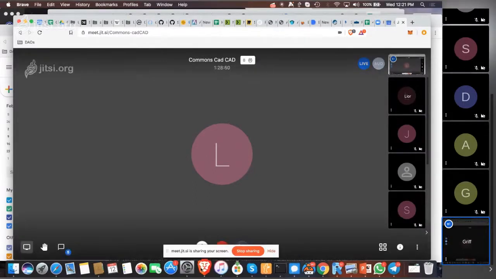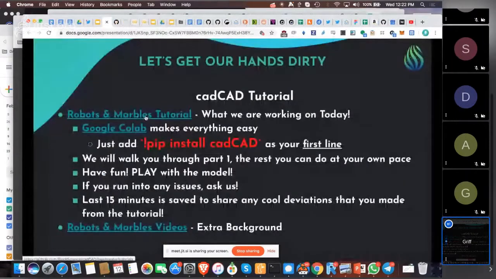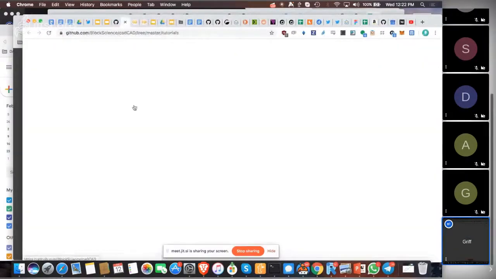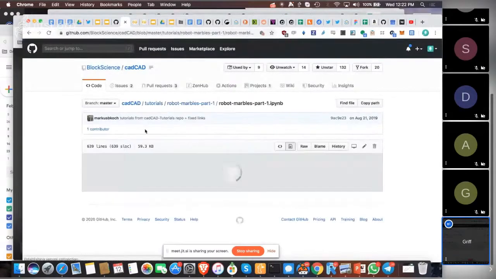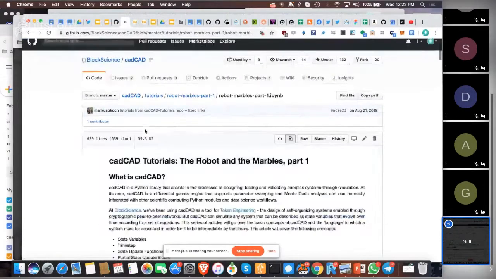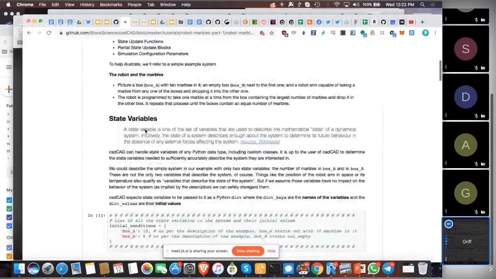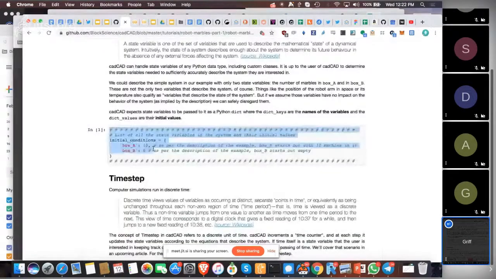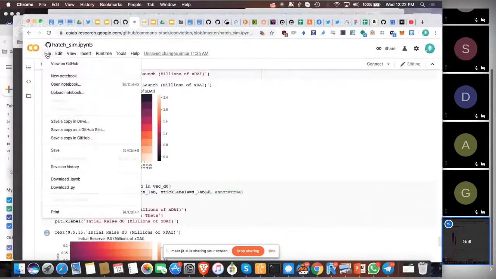Well, I'm just going to show how to get started. I'm going to go to the slides. First, you want to go to Robots and Marbles 1, and you can just read the tutorial. A lot of it's stuff we already covered. And then just copy this. Let's do a new notebook.